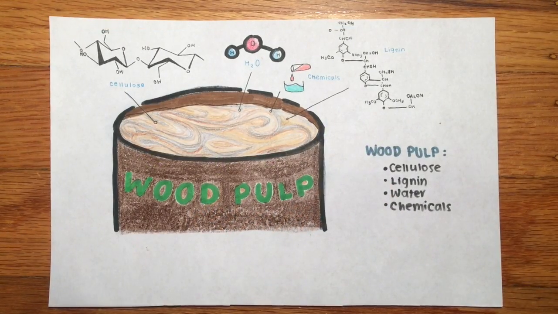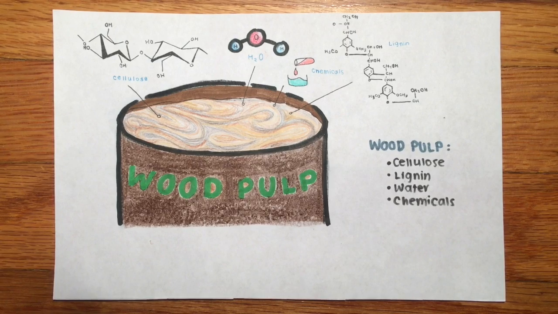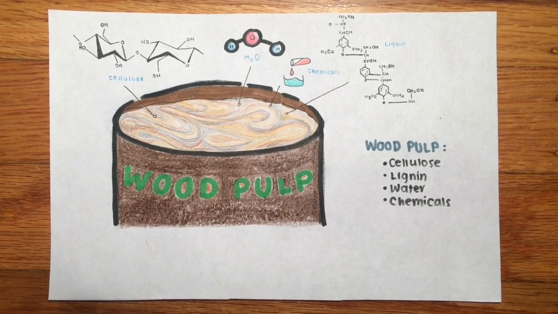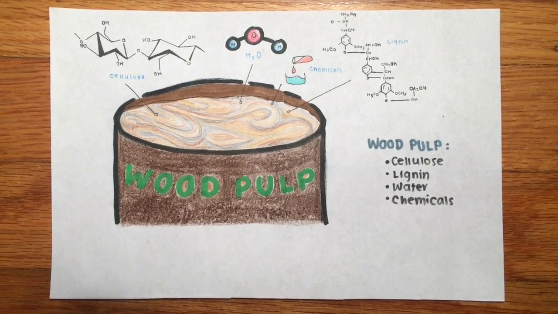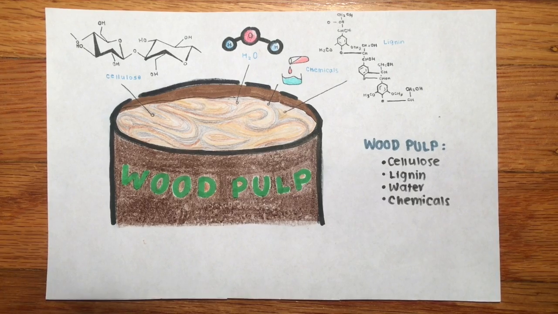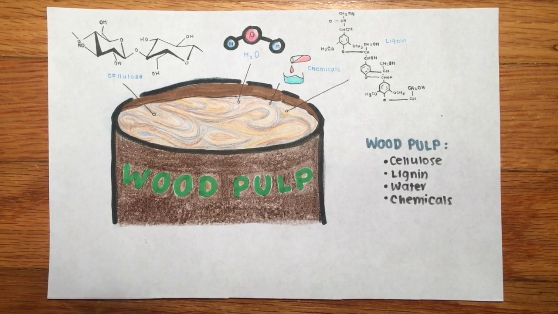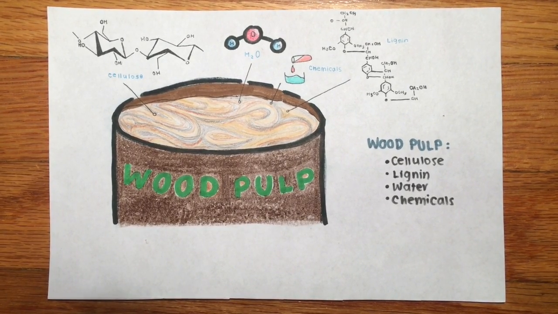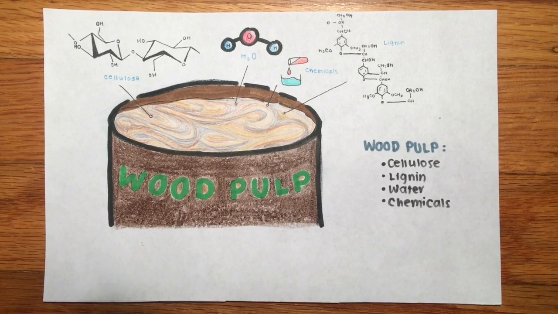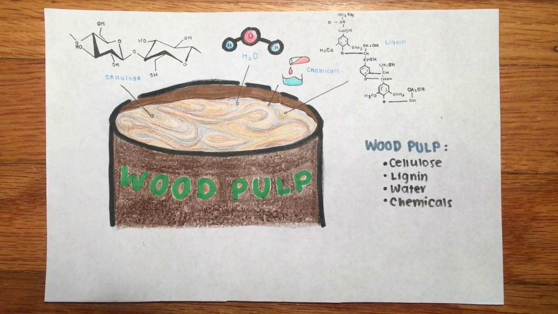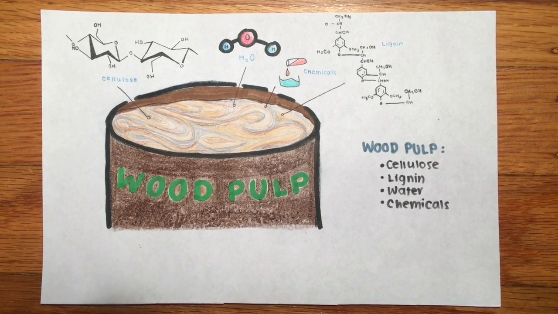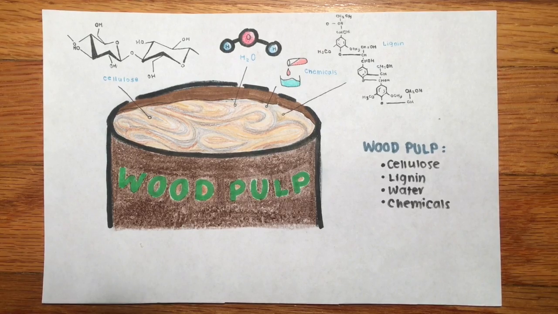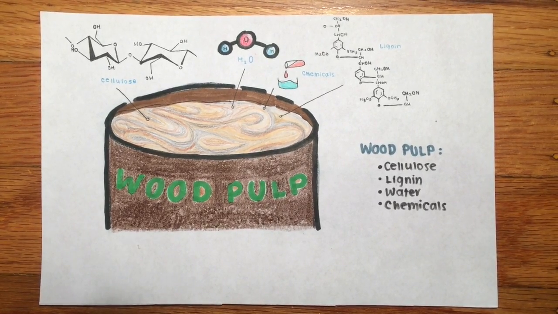The process begins with raw wood, which contains fibers called cellulose. The raw wood is turned into a wood pulp. Wood pulp is a soup of cellulose fibers, lignin, water, and the chemicals used during the pulping process. Cellulose fibers are held together by lignin. When the lignin is removed and the cellulose fibers are separated and reorganized, paper is made.